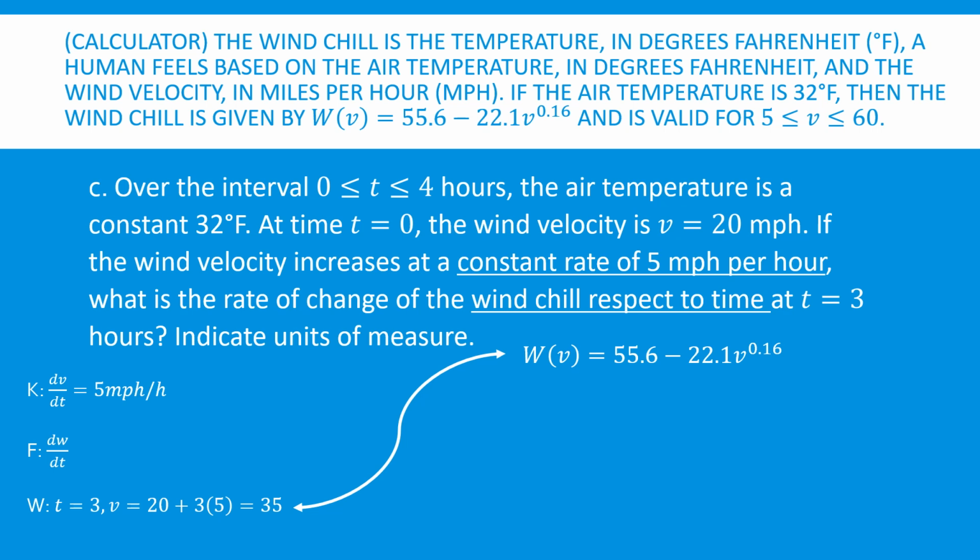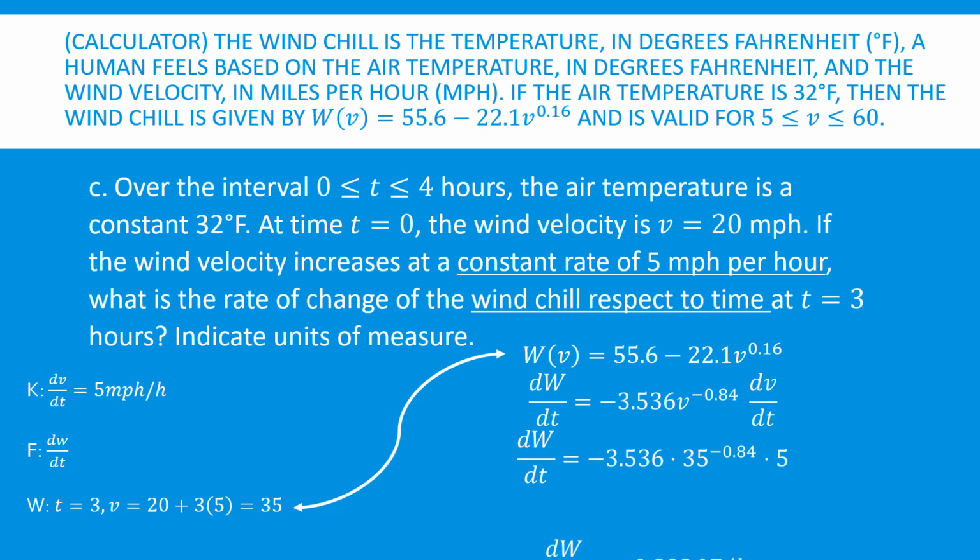All right, so working this out, I'm going to start with my formula for W. And then I'm going to take my derivative with respect to time. So dW/dt equals my derivative. And then I'm going to plug in everything that I know. So dW/dt is that derivative times dV/dt, which we know is 5. I'm going to plug that whole thing into my calculator, and I get dW/dt equals negative 0.892 degrees Fahrenheit per hour.